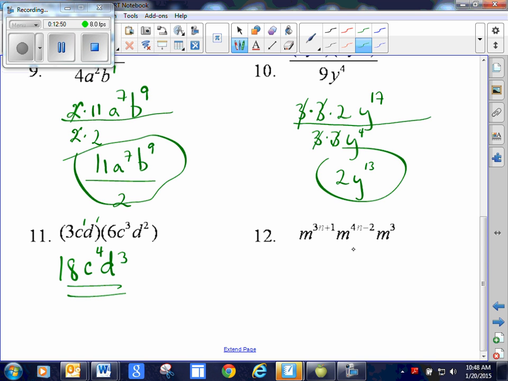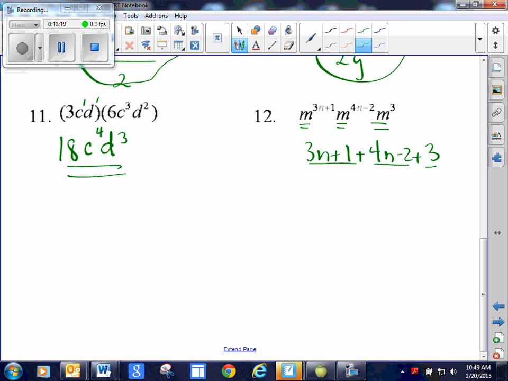This one looks hard. It looks weird. But it's really the same rule. When you think about it, all of my bases are alike. All of my bases are m's. And I'm multiplying. So the rule says that you add your exponents together. 3n plus 1 plus 4n minus 2 plus 3. These are my exponents. There's the first one, there's the second one, and here's the last one.